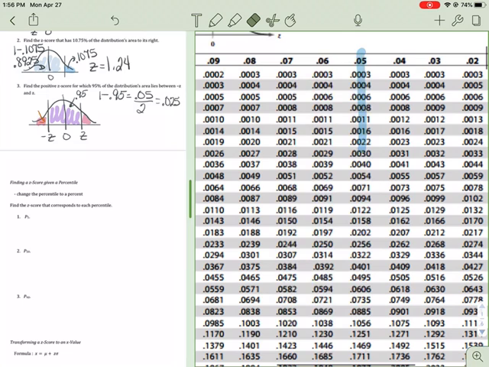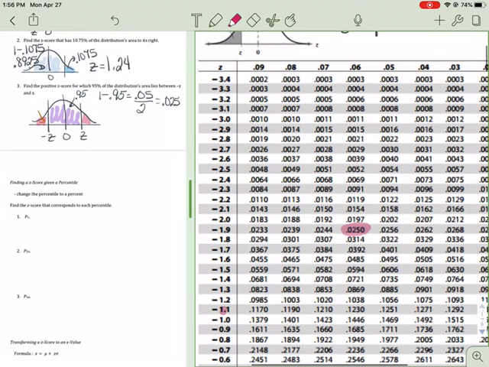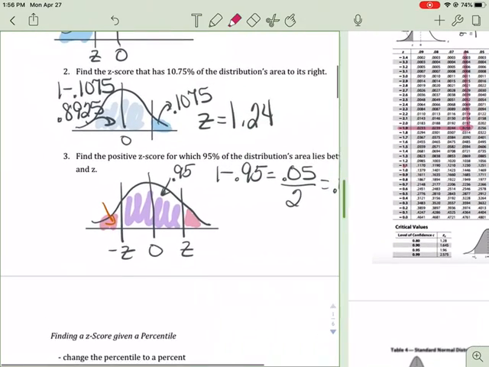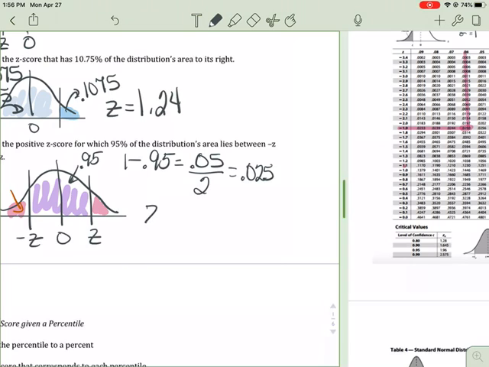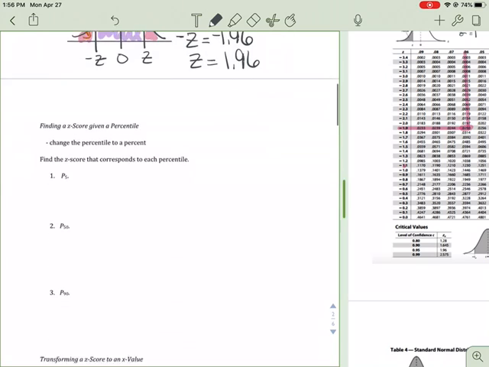Okay, so let's erase that. So 0.025. Oh, there it is. And again, if I go left, I have negative 1.9, and I go up, it's 0.06. So negative 1.96. And that's the negative z. So the negative z is negative 1.96, and the positive z would be positive 1.96, since it's exactly the same on both sides. All right, so make sure you can read the chart.